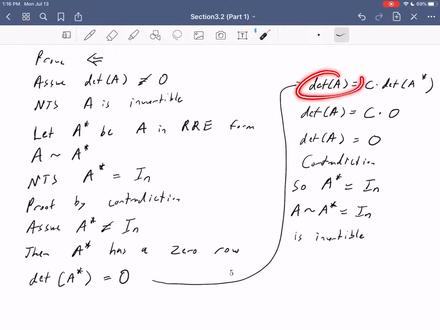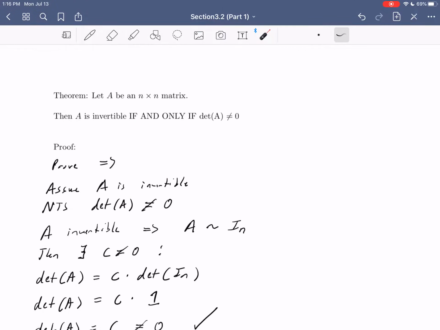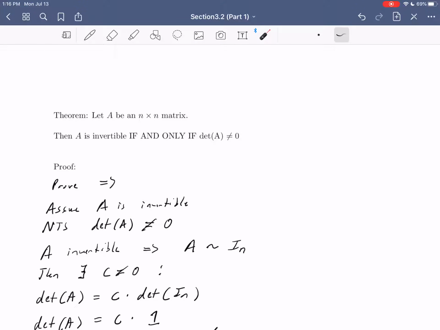That means the determinant of A is zero, but of course we assumed it wasn't. So there we go. This is a very important theorem for us, because it relates invertibility to the determinant. And this, of course, is why we established the determinant. Now we know non-zero determinant is the same as being invertible.